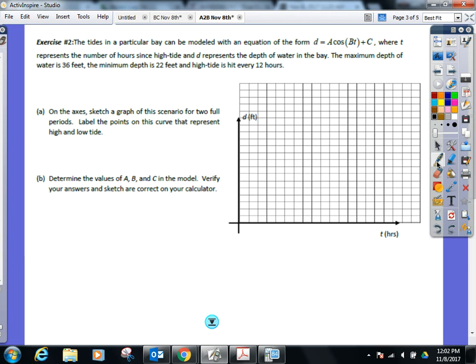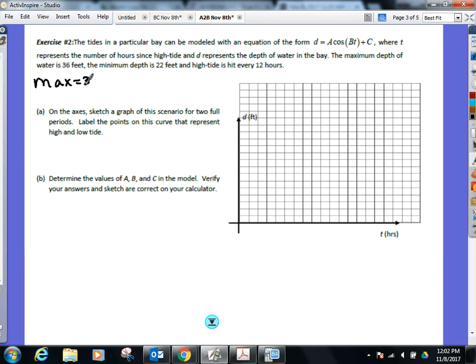What's this 36? I'm just going to go right to the numbers. What's the 36? That's my max. What's that 22? That's the minimum here. And then we have a third number now, which is 12. Read what the 12 is. High tide hits every 12 hours. So high tide, 12 hours. Another high tide, 12 hours.